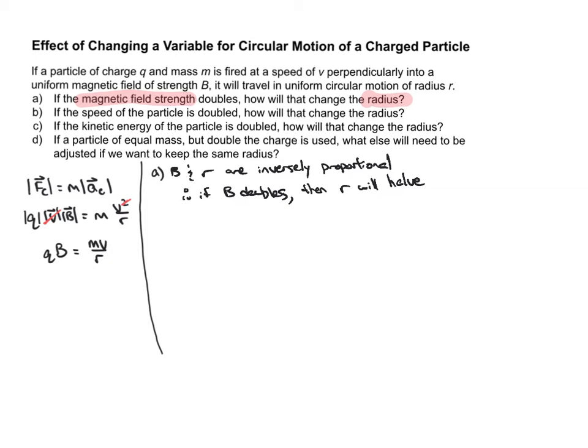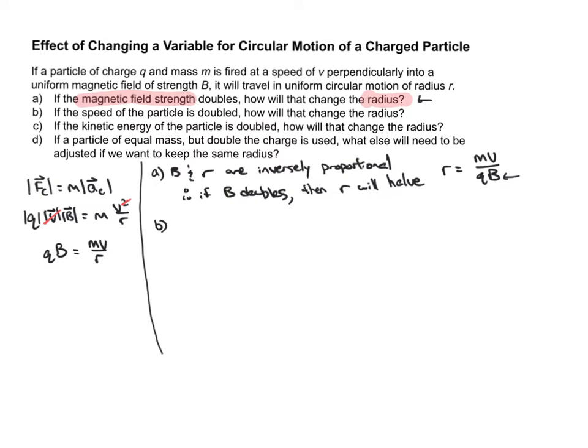If you're not comfortable with just looking at the equation and identifying that they're inversely proportional, what you can do is rearrange it for r. The question asks how it will change the radius, so you can rearrange the equation for r, which will look like this. It'll look like mv over qB. And then maybe you can see that a bit easier: if I were to double this B value in the denominator, that would cause my r value to be cut in half.